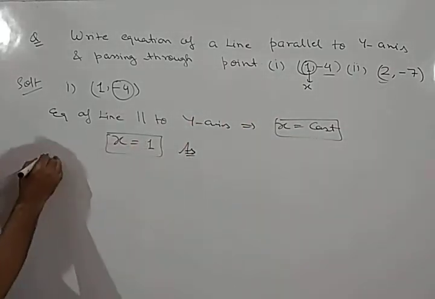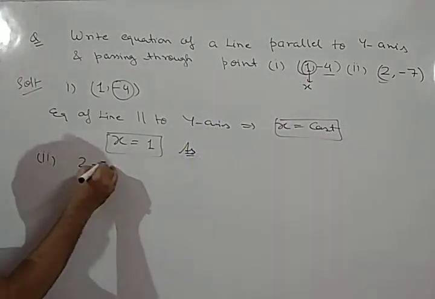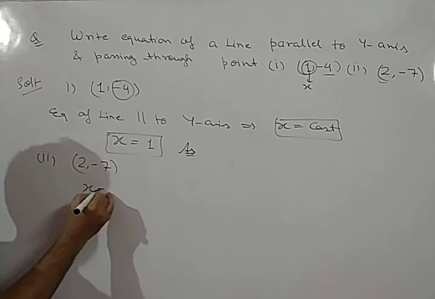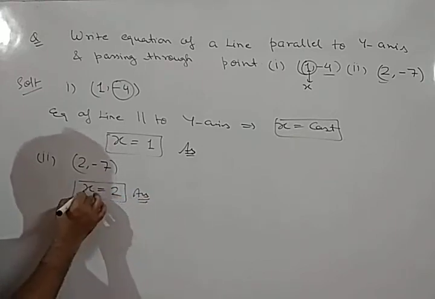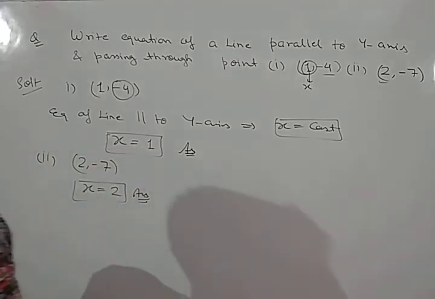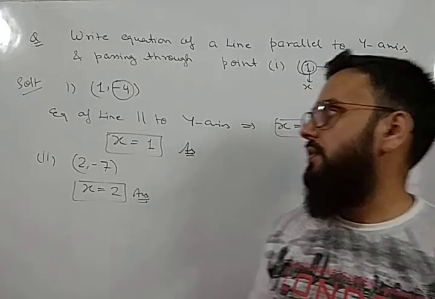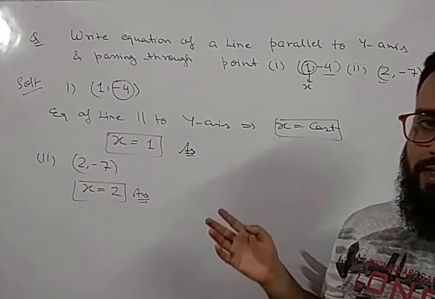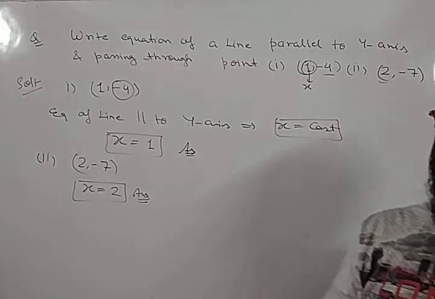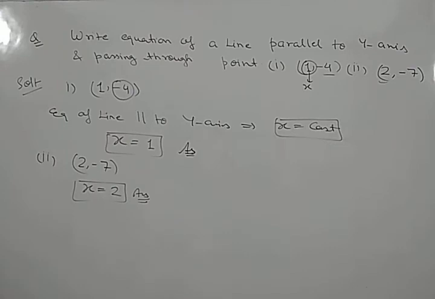Similarly, for the second part, the equation of a line parallel to the y-axis again, passing through (2, -7). The value of x is equal to 2, so x is equal to 2 will be your answer. In this way, you can solve the questions: the equation of a line parallel to the x-axis, parallel to the y-axis, the equation of the x-axis as well as the equation of the y-axis. So we have discussed all these topics today.